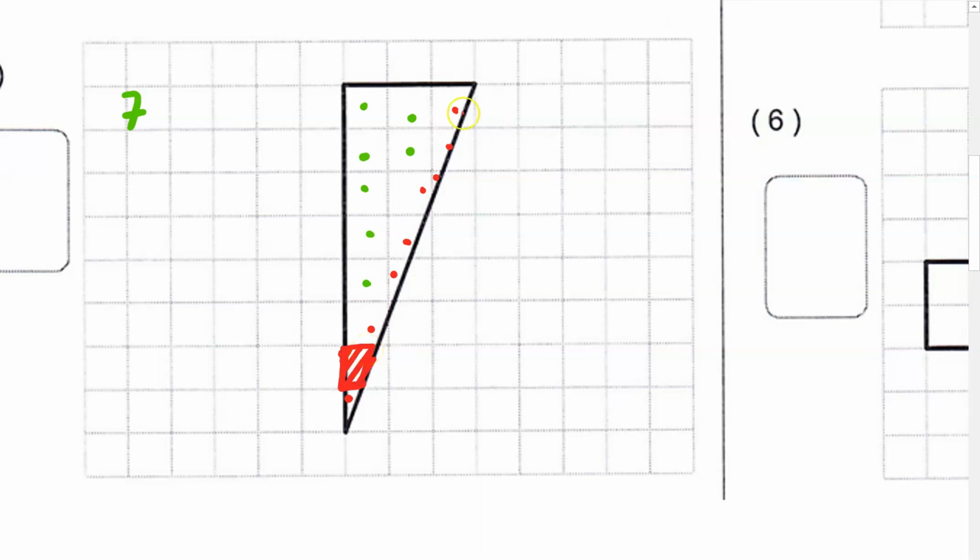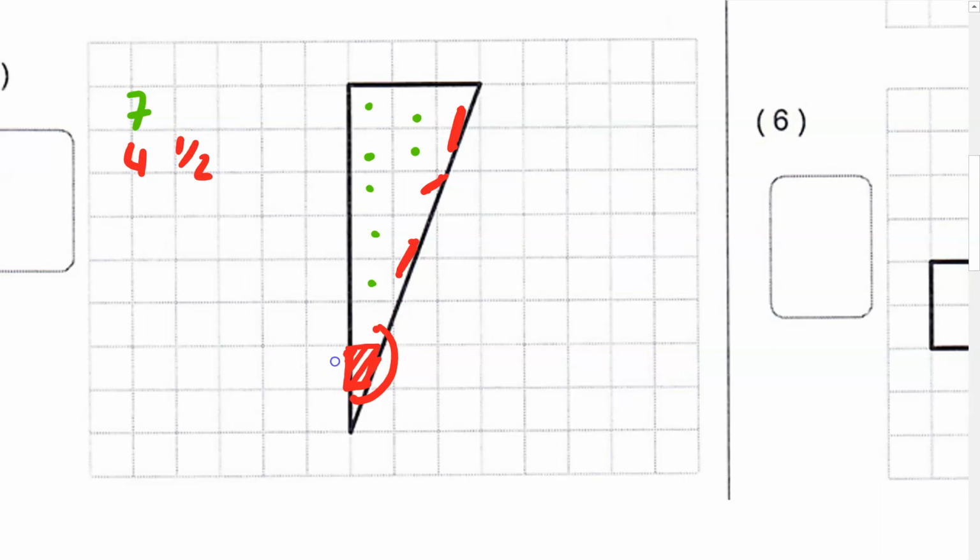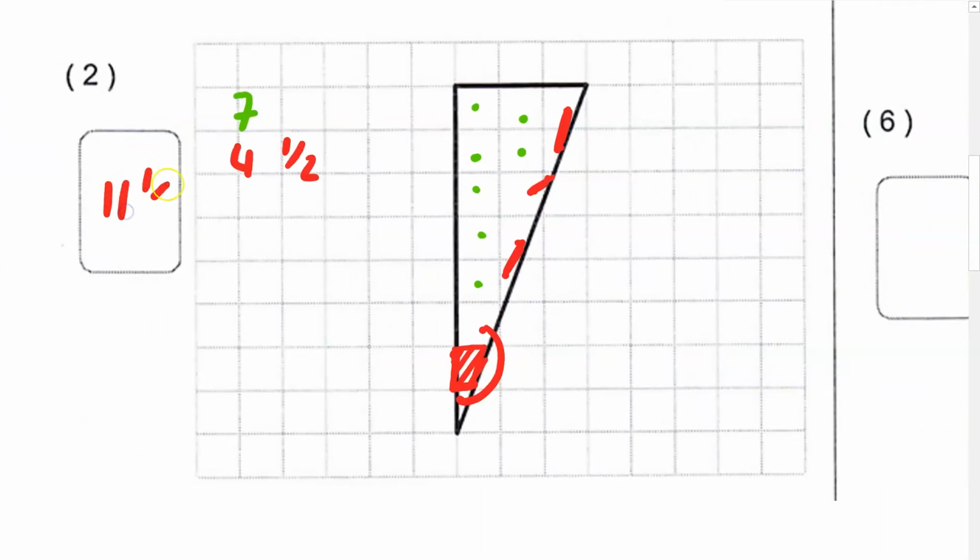So I've got 7 whole squares, and then they make a square. That's 1, 2, 3, 4 and a half bits of a square. So I've got 11 and a half squares. I'll show you another way, a quicker, easier way of doing triangles, but if you're counting, that's how you would have to do it.